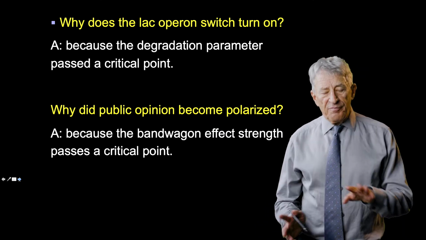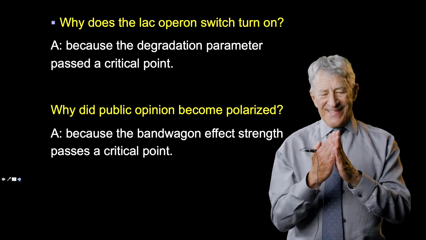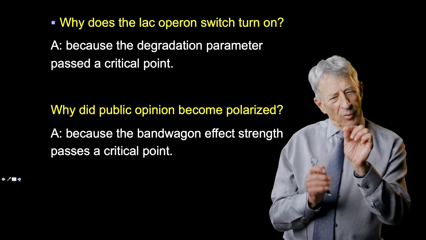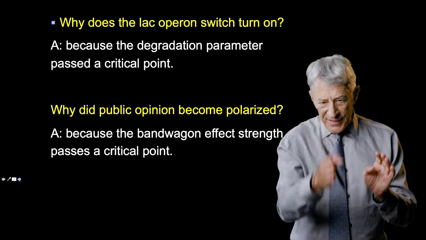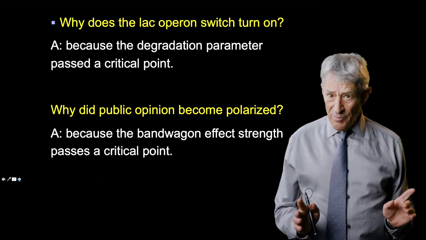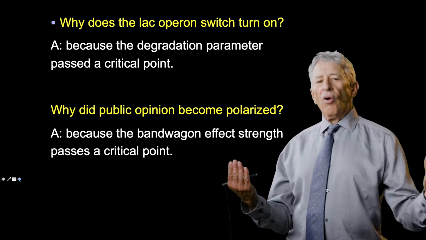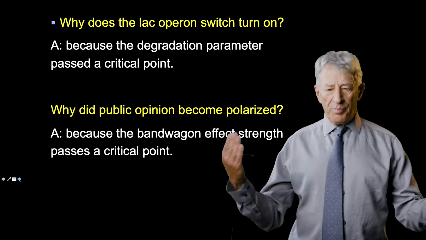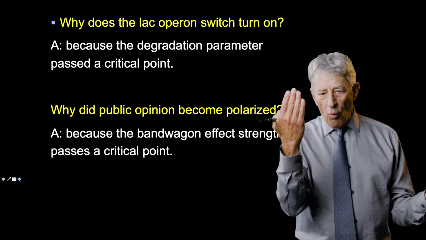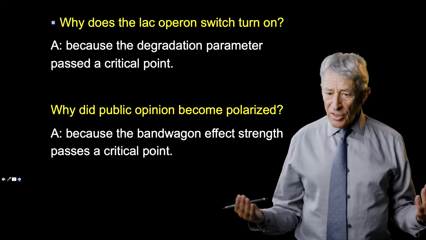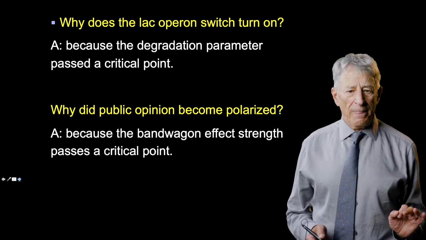We saw that example of political opinion. It was balanced at the center. Then as that bandwagon effect got larger and larger, all of a sudden the center equilibrium, which had been stable, is now unstable. Two new stable equilibria: all N or all P, or all left and all right, or all whatever you like. Why did that polarization occur? Because the bandwagon effect strength passed a critical point.